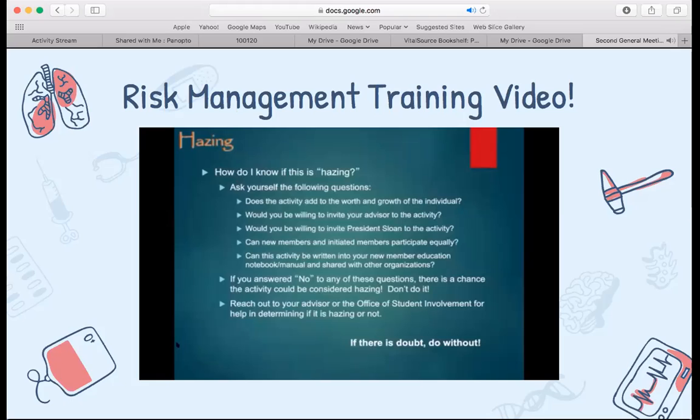So in all of these things, you are allowed to not participate in an activity if you feel uncomfortable. So there are certain membership requirements, but none of them should be considered hazing. They might have GPA requirements or other activities that you need to attend. But if there is something that you feel uncomfortable by, by all means, do not participate in that activity, and let your leader know that that's how you're feeling. If you don't feel comfortable doing that, let me know as well. So reach out to your advisor or the Office of Student Involvement if you're trying to determine if it was hazing or not.